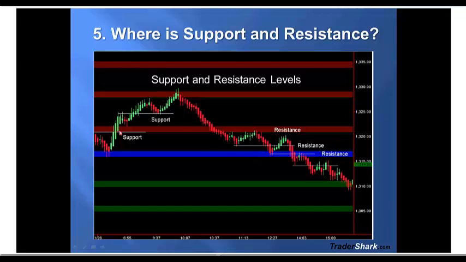Support and resistance levels, now this looks a little bit different than the first slide I showed you where up here they had the resistance and down here they had support. Pretty cool?